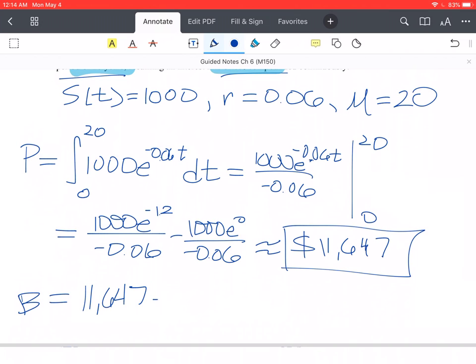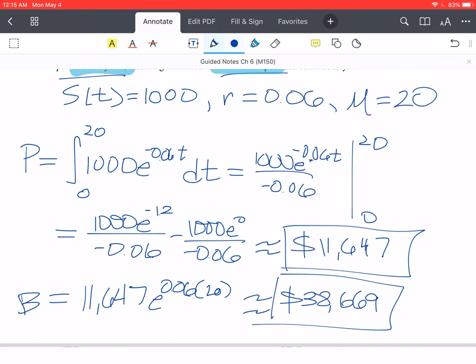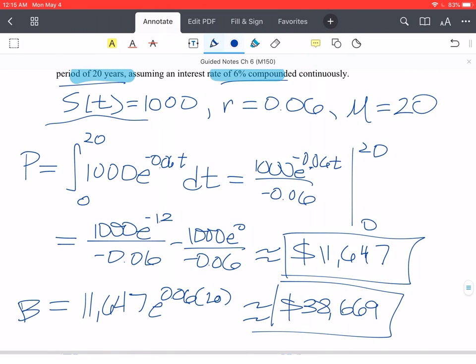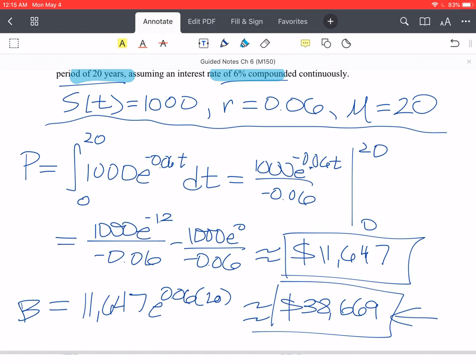present value times e to the 0.06 times 20. That's just telling us how much interest it's making. And that is approximately $38,669. So we put in over $11,000 now with all these conditions being met, all these conditions up here. And after the end of the 20-year period, we will end up with almost $40,000 in the account.